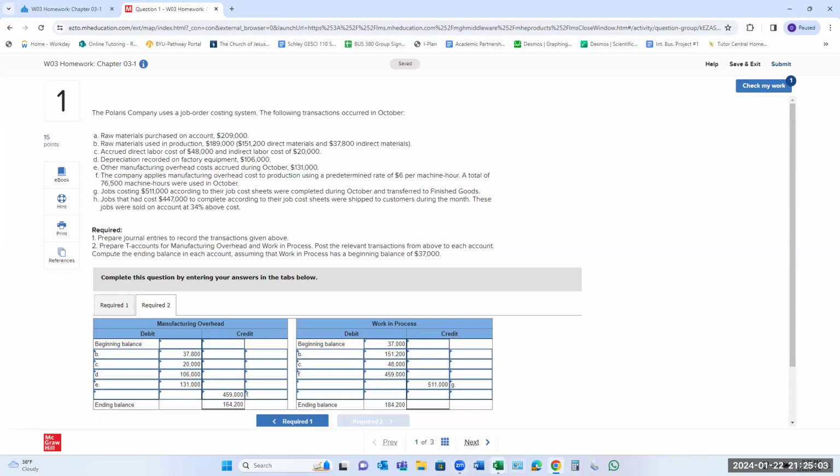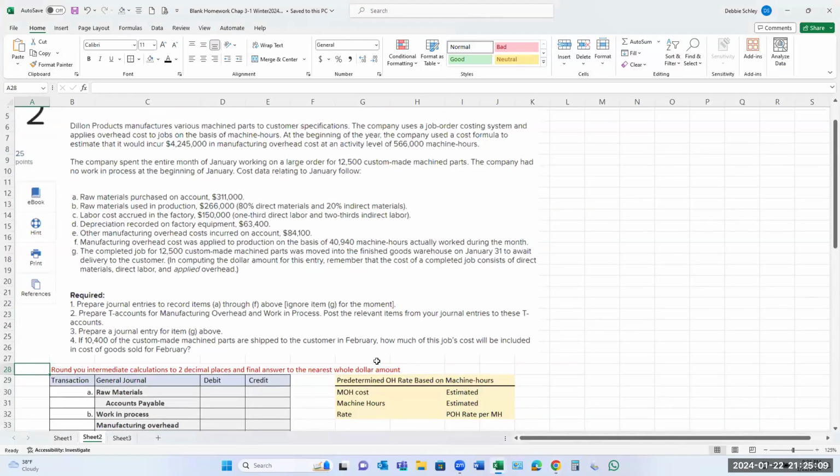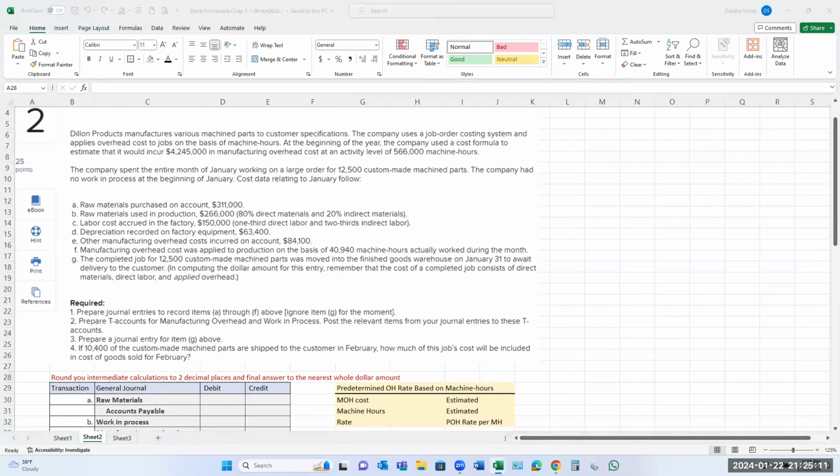Okay, I am now going to switch over to my normal Excel spreadsheet because I'm not going to take the time to do everything I just did on that one. I just did it that way to show you how to enter these problems into McGraw-Hill and get it right. Okay, Dillon Products manufactures various machine parts to customer specifications. The company uses a job order costing system and applies overhead costs to jobs on the basis of machine hours. Okay, so there's my allocation base.